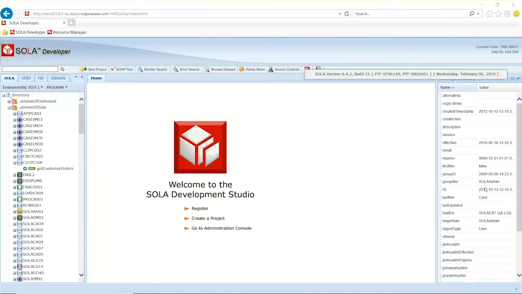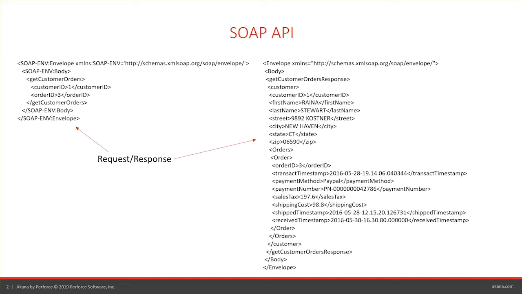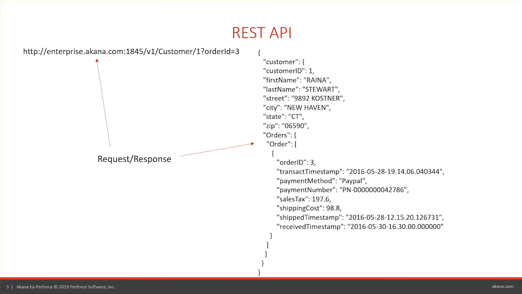In this video, I'm going to demonstrate a new feature in the latest 2019 release of SOLA. This feature will enable access to any API in your SOLA portfolio using REST protocols. You will be able to go from something that might look like this to something that looks more like this.